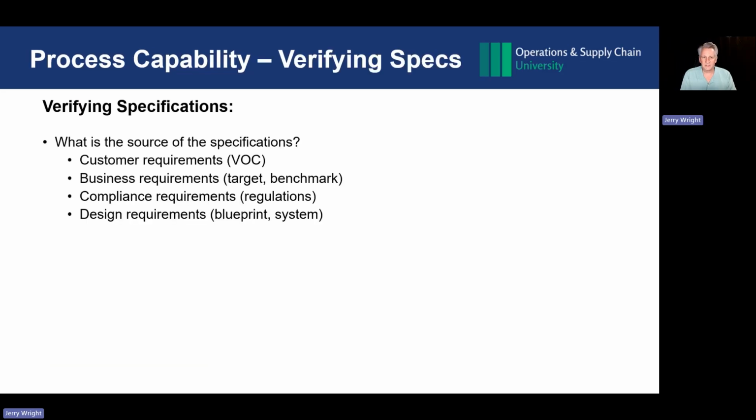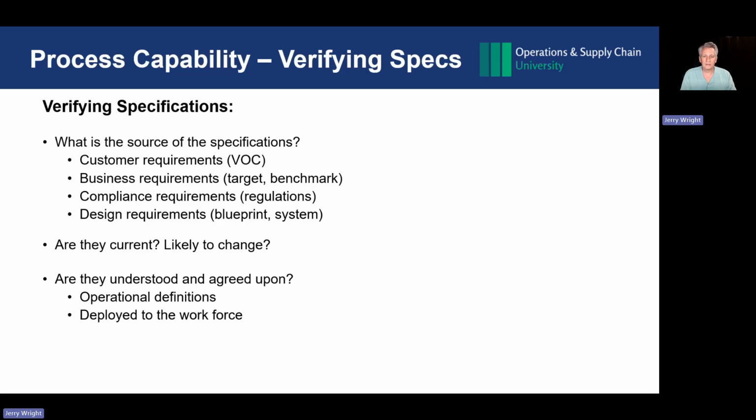So one last thing to do is make sure you verify specifications. What is the source of the specs? Did we get them directly from the customer, the VOC, voice of the customer? That's ideal. Do we have certain business requirements we're trying to hit internally? Is there a target or a benchmark? Or there are design limitations that we have from the blueprint or a system or something like that? You need to make sure you understand those. Are they current? Okay. Are they likely to change? Yes or no? Are they understood and agreed upon?